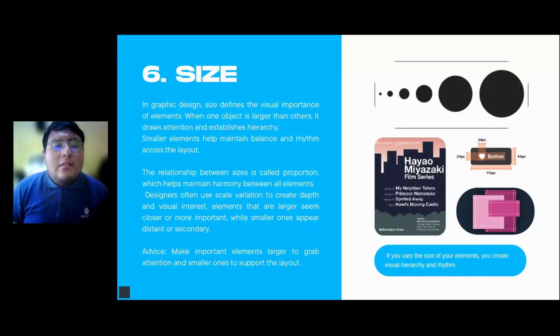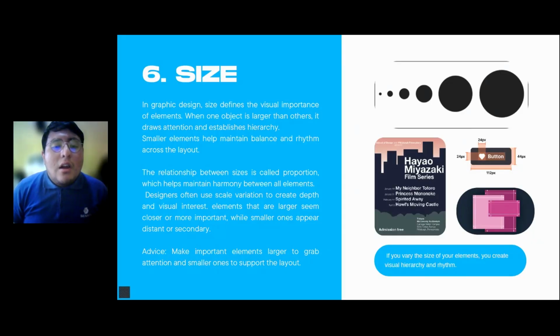Sixth, size. In graphic design, size defines the visual importance of elements. When one object is larger than others, it draws attention and establishes hierarchy. Smaller elements help maintain balance and width across the layout. The relationship between sizes is called proportion, which helps maintain harmony between all elements. Designers often use scale variation to create depth and visual interest.